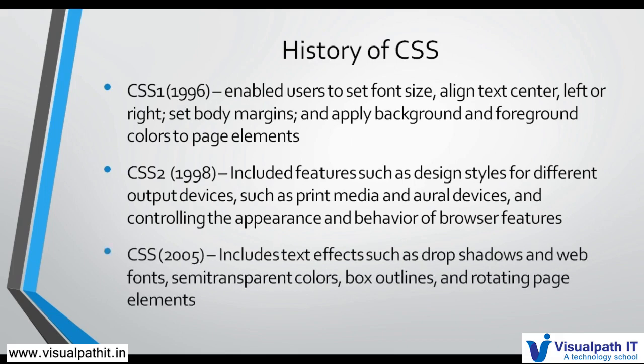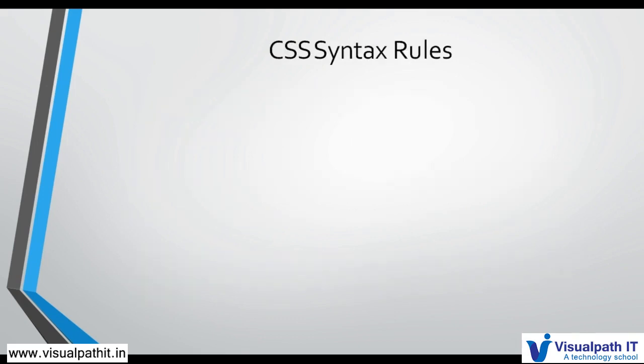Next, in 2005, the proper CSS3 was introduced, including some effects for text such as drop shadow and web fonts, semi-transparent colors, box outlines, and rotating page elements. So this was introduced in 2005. This is how the history of CSS has come up. Moving next, let's understand some CSS syntax rules. The rules have two parts, selector and declaration.